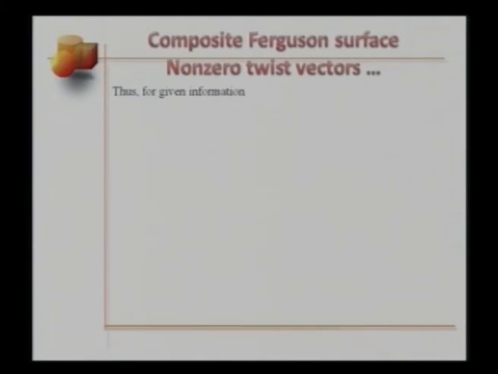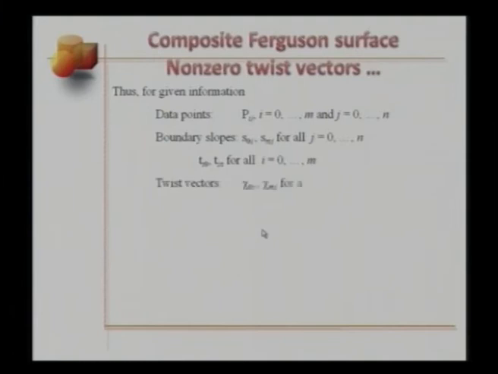So, for given information, which is in terms of data points P_ij, i going from 0 to m, and j going from 0 to n, with boundary slopes S_0j, S_mj for all j going from 0 to n, and T_i0, T_in for all i from 0 to m, and twist vectors chi_0j, chi_mj for all j from 0 to n, and chi_i0 up till chi_in for all i from 0 to m. And this is getting a little complicated.